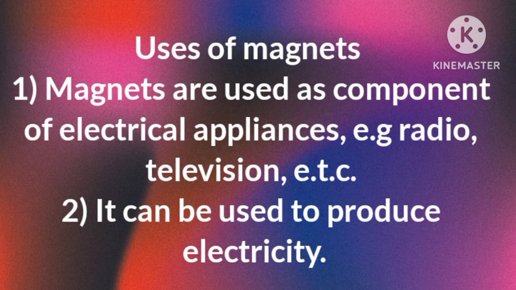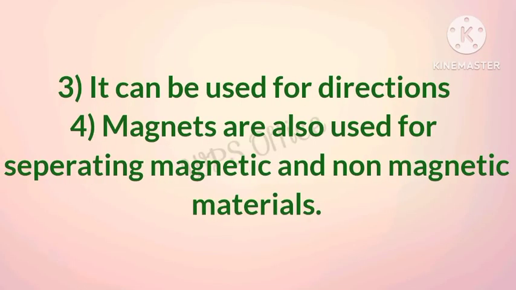Now, uses of a magnet. 1. Magnets are used as components of electrical appliances, for example, radio, television, and so on. 2. It can be used to produce electricity. 3. It can be used for directions. 4. Magnets are also used for separating magnetic and non-magnetic materials.